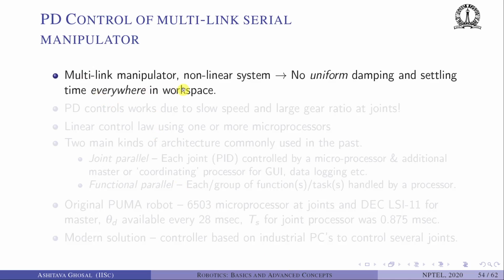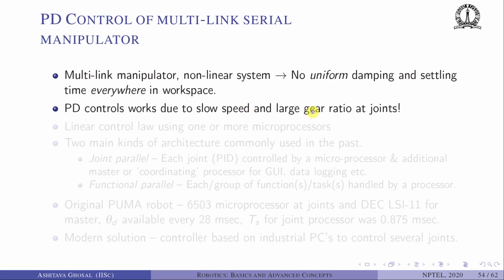The multi-link manipulator is a nonlinear system. We have looked at the equations of motion and they are nonlinear. As a result, you will not get uniform damping and settling time everywhere in the workspace. The performance of the robot in terms of damping, settling time, and so on will be different at different places, because the manipulator system is different at different places. PD control still works because we run these robots at slow speed most of the time, and also because we have large gear ratios.